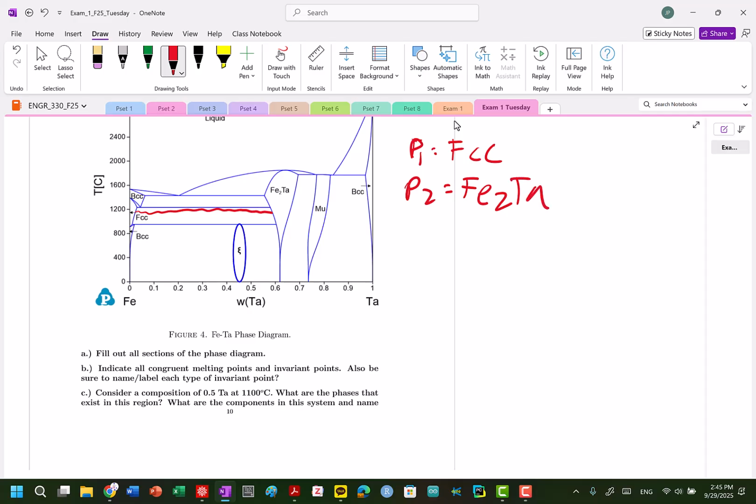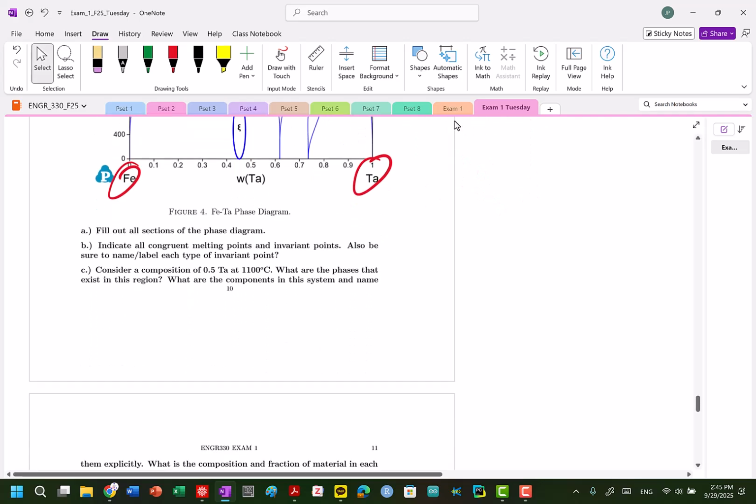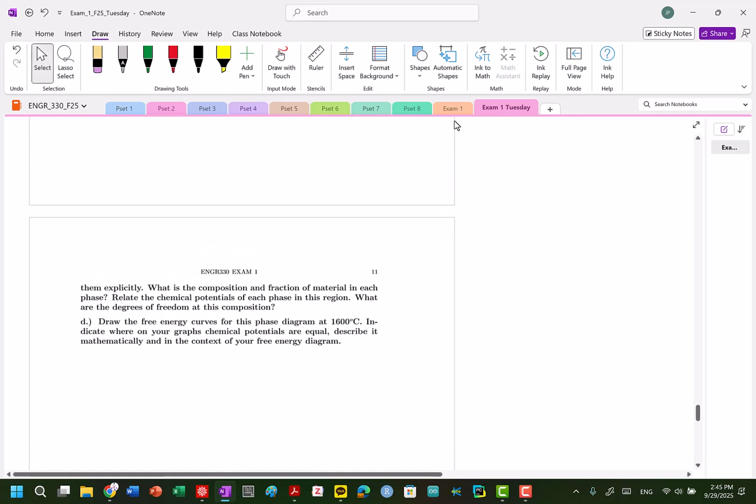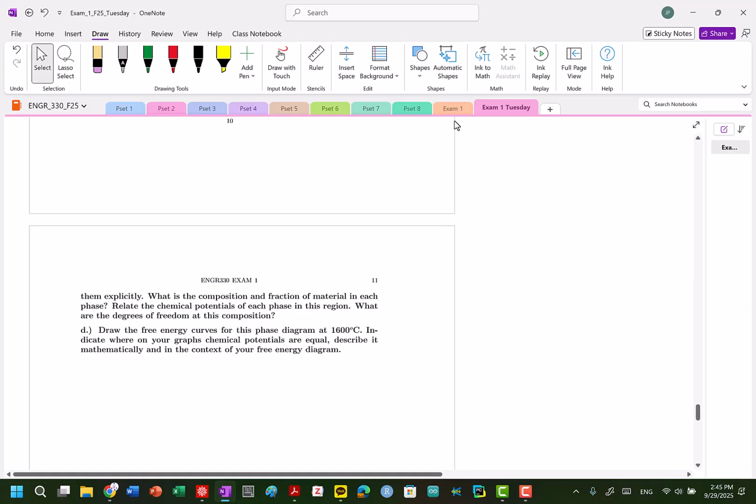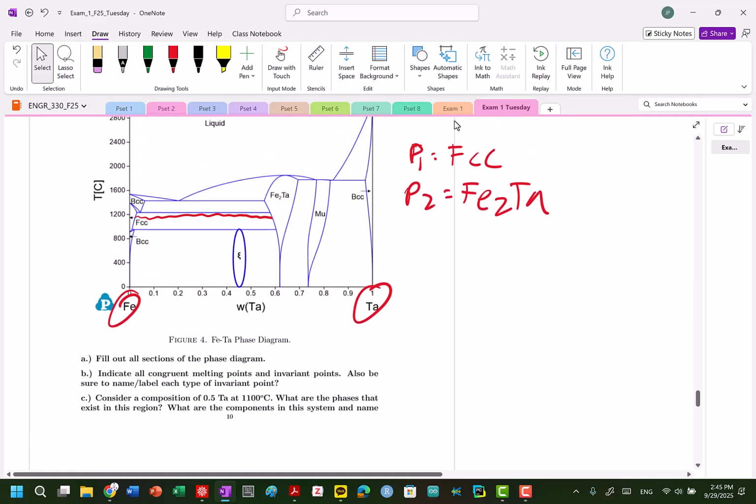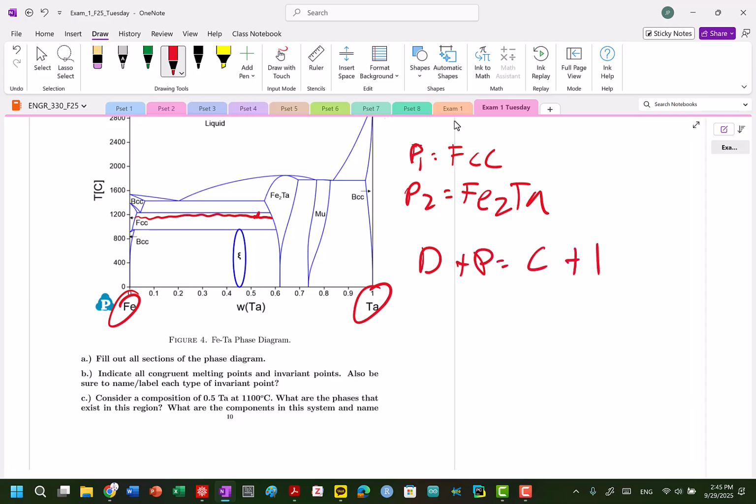So what are the components in this system? The components are Fe and Ta. Excellent. What phases exist, name explicitly, composition and fraction, what chemical potentials, what are the degrees of freedom? So let's just do the degrees of freedom right now, because degrees of freedom plus phases equals C plus 1. Components are 2, it's these two. Phases are 2, so our degrees of freedom is 1.